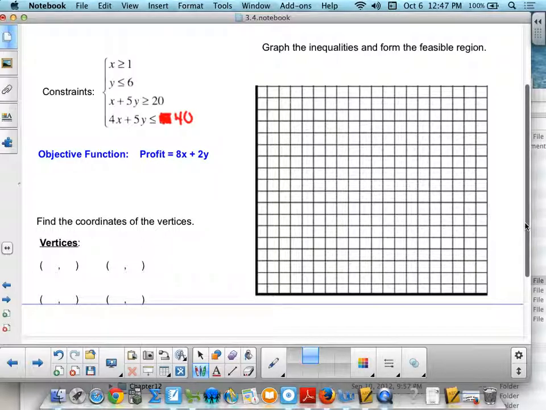Oh, by the way, I wouldn't graph until you know your X and Y intercepts, because you want to know the biggest X and the biggest Y you're going to graph.